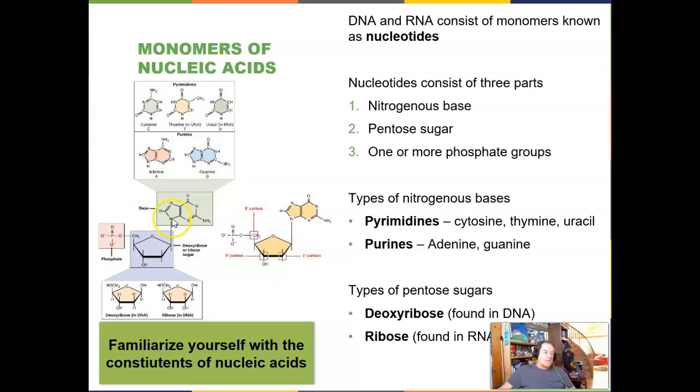And in the nitrogenous base, we've got 4 different choices in DNA and 4 different choices in RNA. For DNA, it is C, T, A, and G: cytosine, thymine, adenine, and guanine are the 4 bases of DNA. If we're talking about RNA, then it's cytosine and uracil, which takes the place of thymine. Cytosine, uracil, adenine, and guanine are used in RNA.